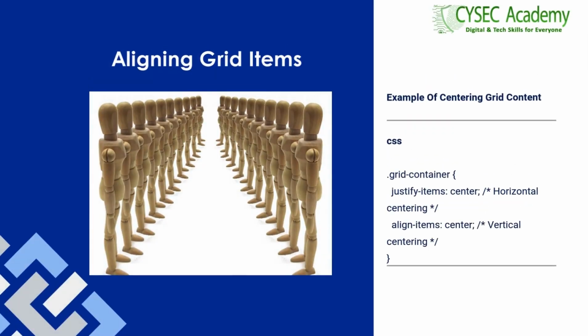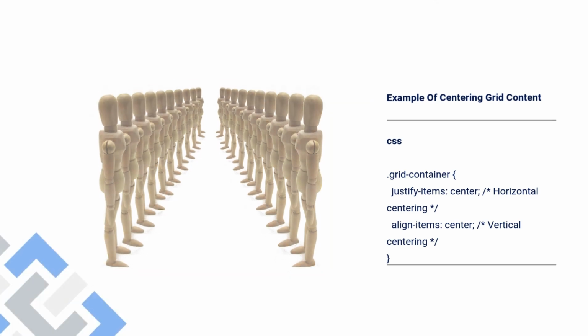Aligning grid items. You can align items within their grid cells using these attributes and values. 1. Justify item center. This centers items horizontally inside cells. 2. Align item center. This centers items vertically inside cells. 3. Place item center. This centers items both horizontally and vertically. The example on the right ensures consistent alignment across the entire layout.